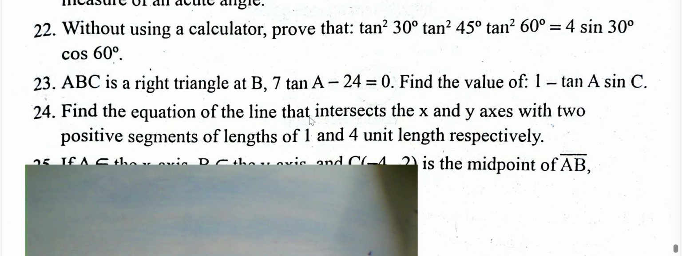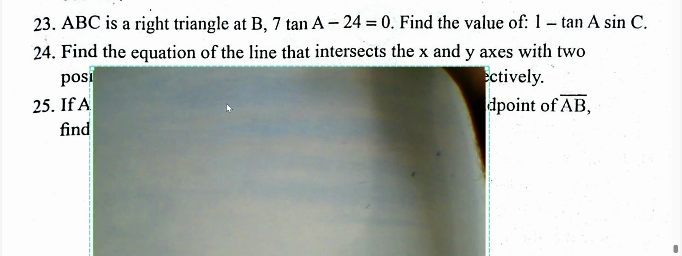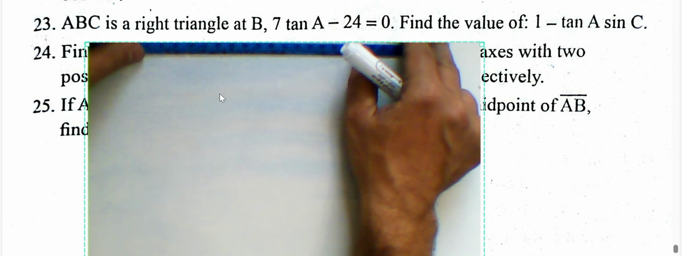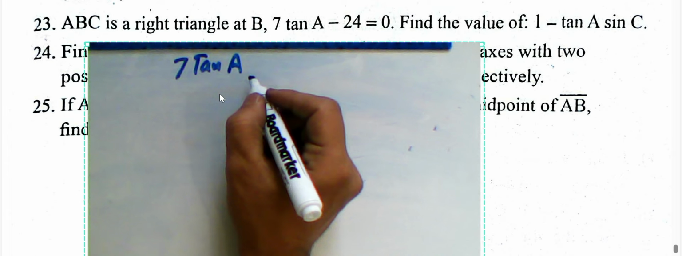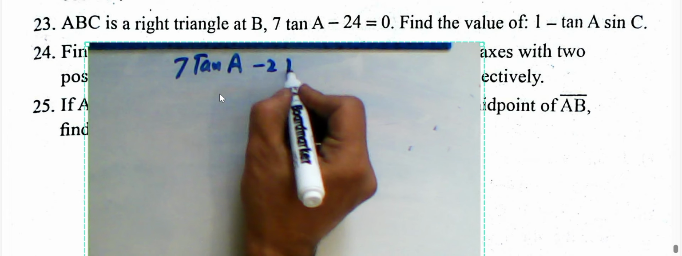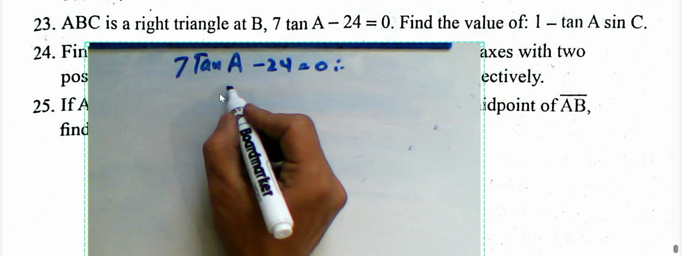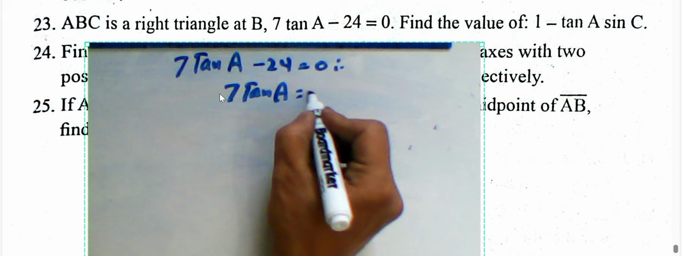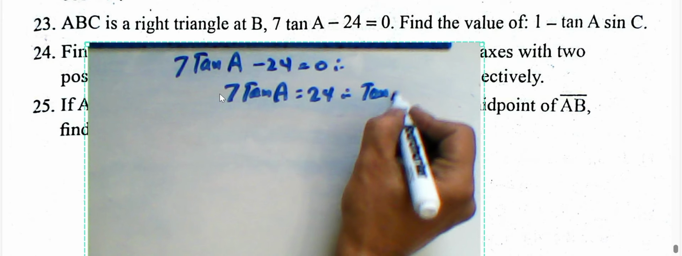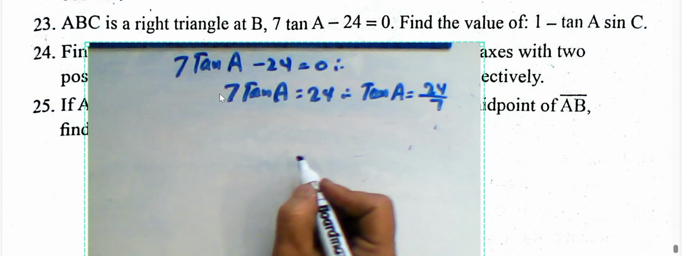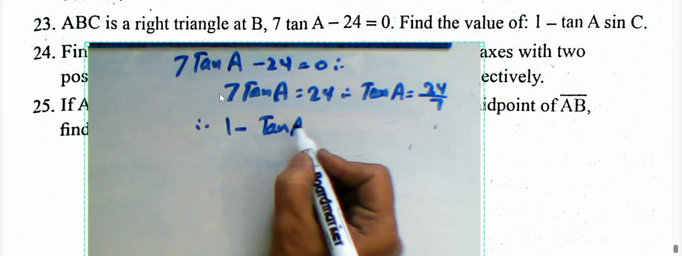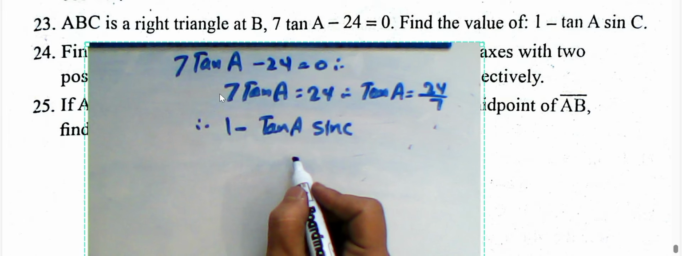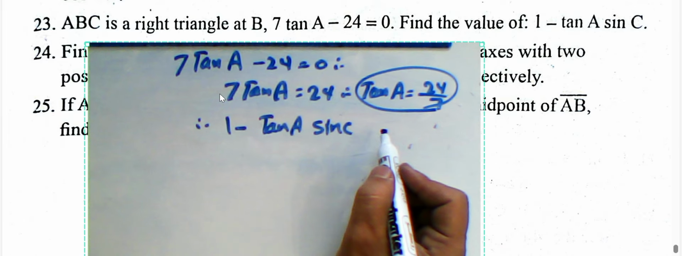Next question. Number 23. ABC is a right-angled triangle at B. 7 tan A minus 24 equals 0. We can solve the equation: 7 tan A equals 24, then tan A equals 24 over 7. We can find 1 minus tan A times sine C. He gave me this information, tan A equals 24 over 7.